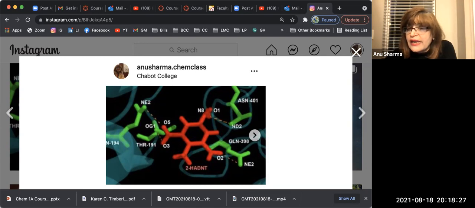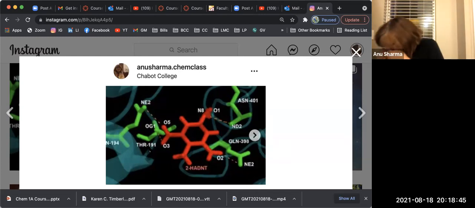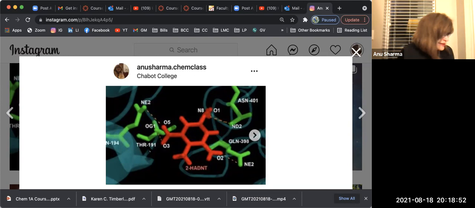And then GLN is glutamine. Similarly, this is adenine. Then this is threonine. So these are the amino acids, and these amino acids bind to these molecules. And these molecules are supposed to produce some therapeutic effect.